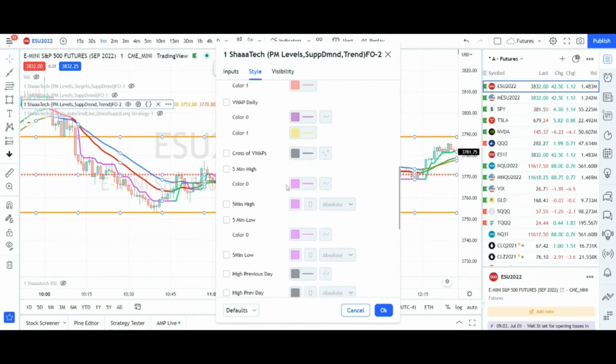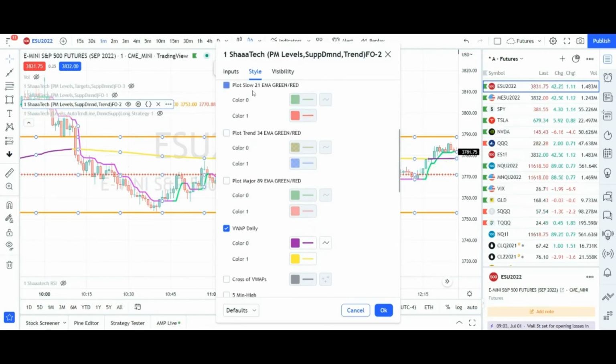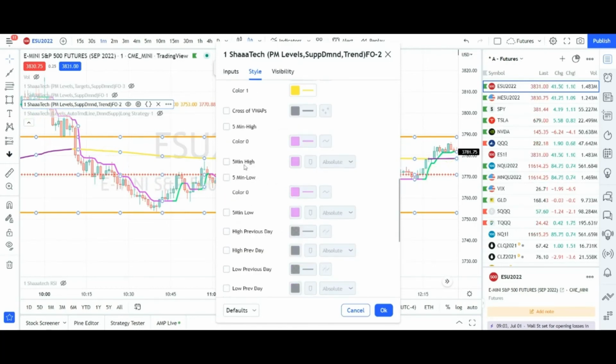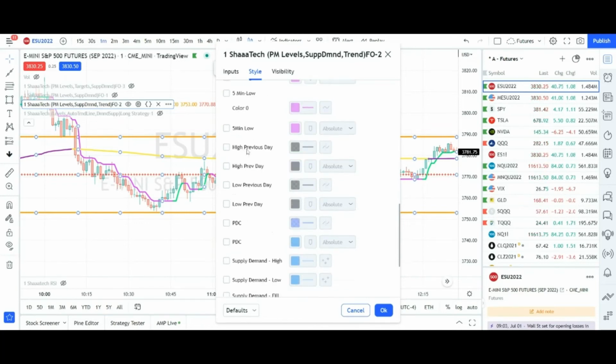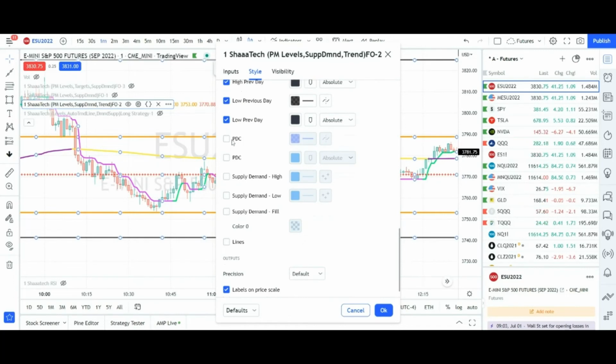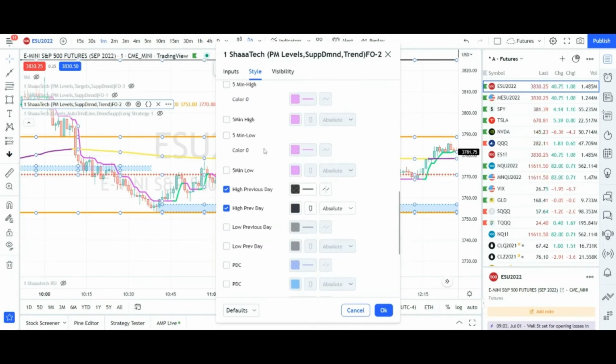If you want to go with the VWAP line, I have the VWAP line here. If you want to see the 5 minutes high low, means you can see 5 minutes high low with this magenta lines. But I will cover all these things in the next video. I think it's too much for today. Previous day close line can also see here with the blue color.